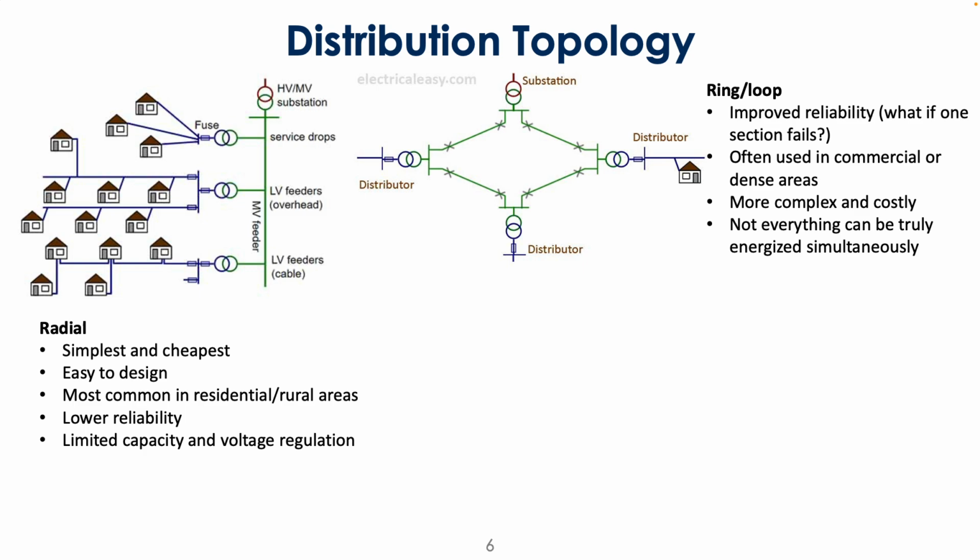Depending on the layout and configuration, not everything can really be energized simultaneously. So you're actually running certain open and closed configurations on the loop to make everything work. But the redundancy is there so that if you have a point of failure, you can always come in from the other side. Okay? The X's in this case are switches that you can open and close.